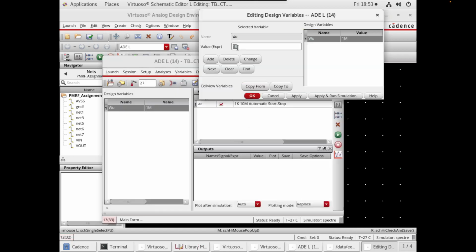So let's come to the simulator. Initially, let's say we have an insanely high frequency. So 100 megahertz is our setting. Can anyone recall what was our condition for the UGB of the op amp?